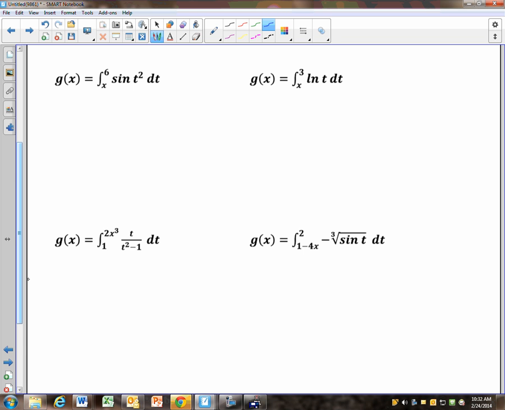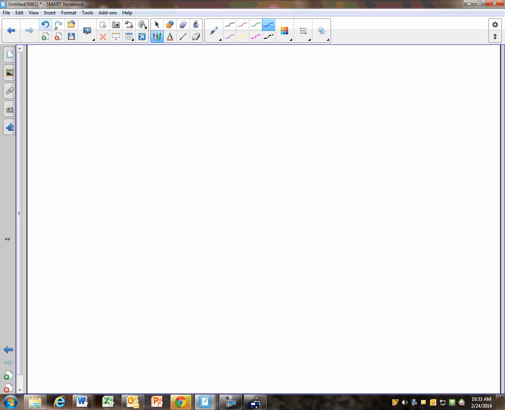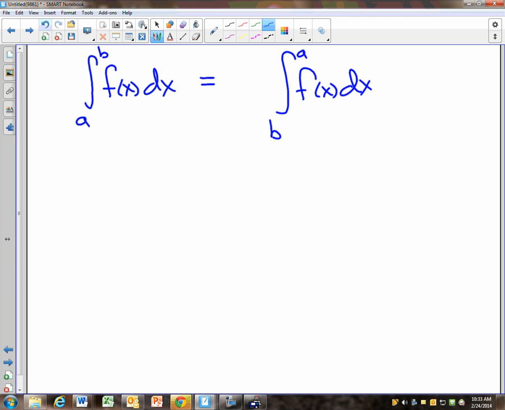Natural log of t. All right. So, what's different about these two? X is on the bottom. Here's the deal. If you switch the bounds, I'll write this down once and you'll see it. If you switch the bounds, if we took A and B and we switched them, they're identical except by a factor of negative 1.